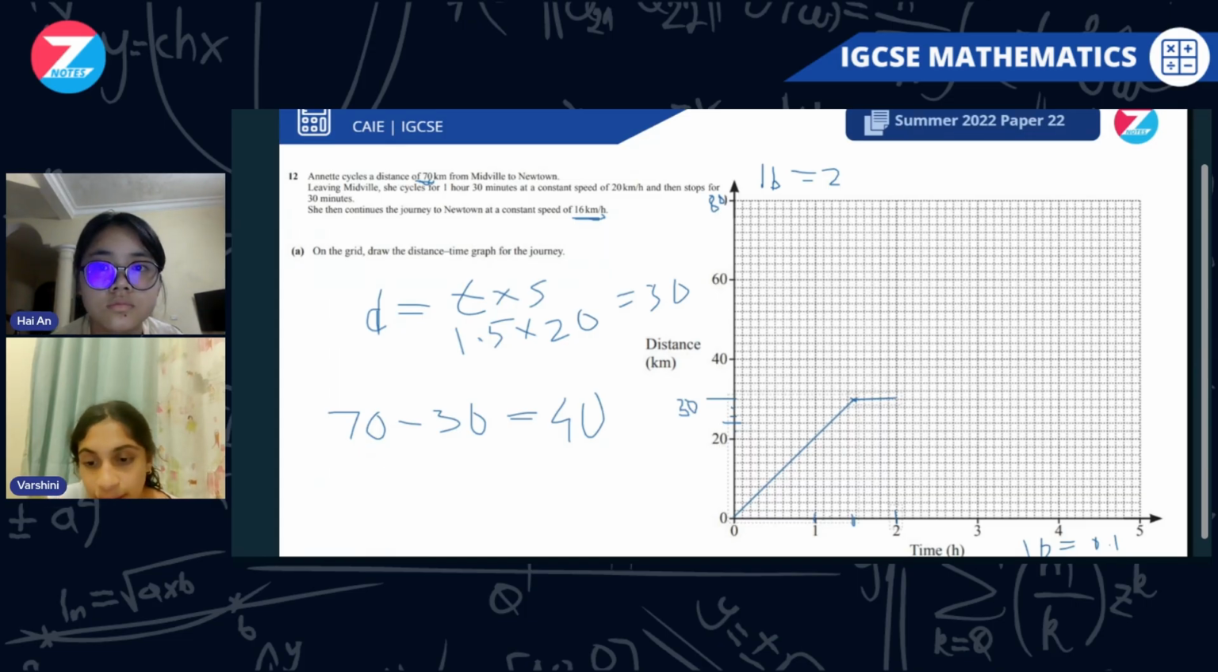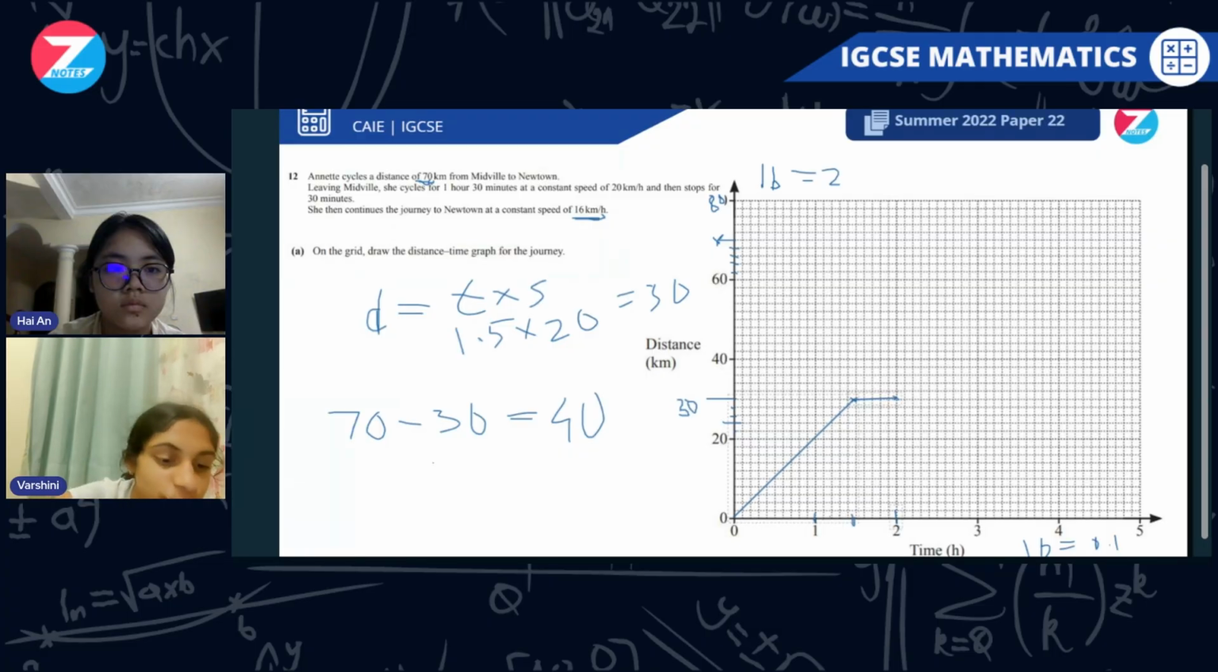Now we need to find, actually we don't need to calculate this last part. We do know that she's going to end up at 70. So 62, 64, 66, 68, and 70. We know she's going to end up here. And we know she's cycling at a constant speed from where she left off, which is over here. So we can plot this point. We do need to calculate the time.